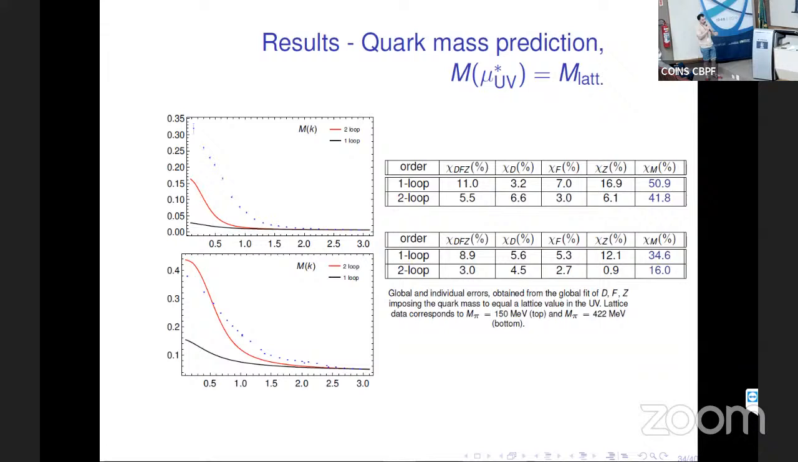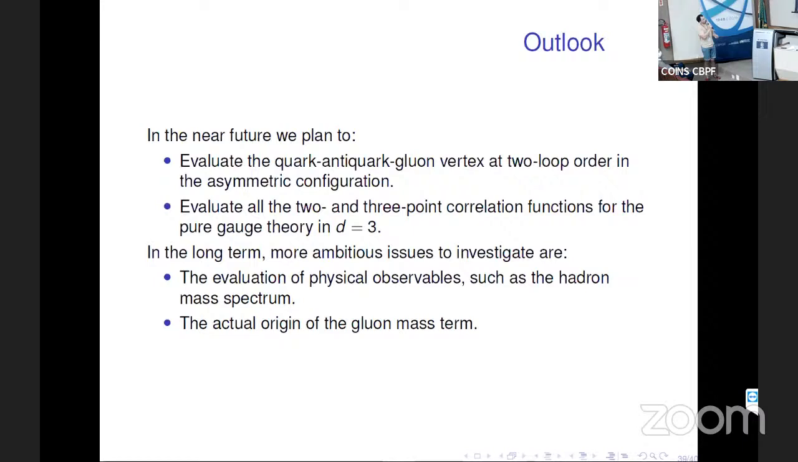And in this case, far from the chiral limit, you can see that we can recover up to a certain extent the mass in the infrared. And this is reflected here in this error table. So in this case, we can still use perturbation theory. It is reasonable up to a certain extent. So okay, I finish with this. So thank you.